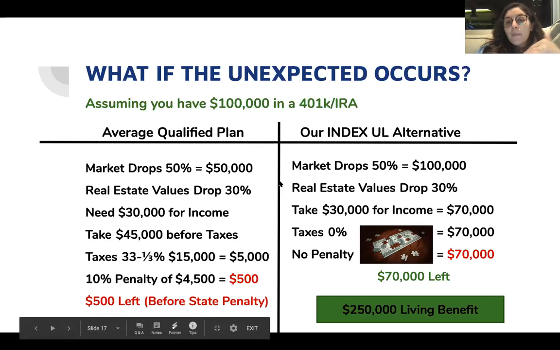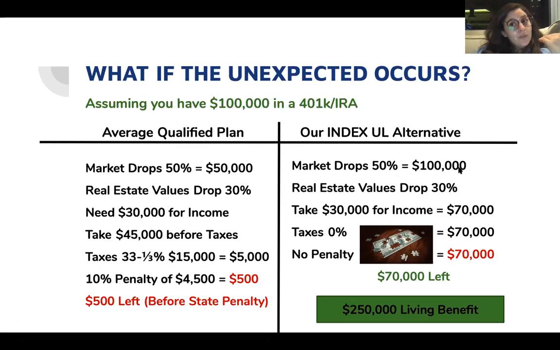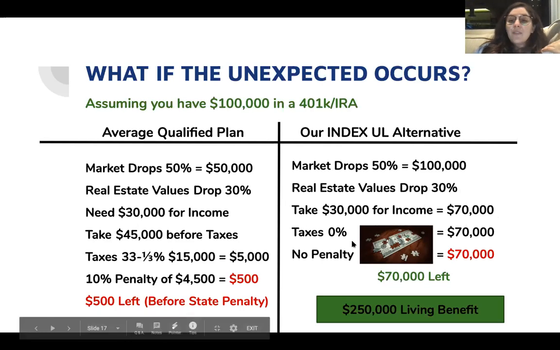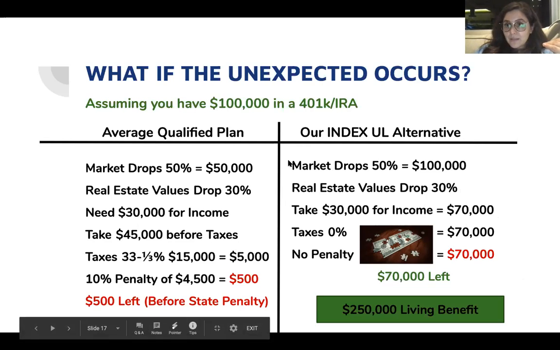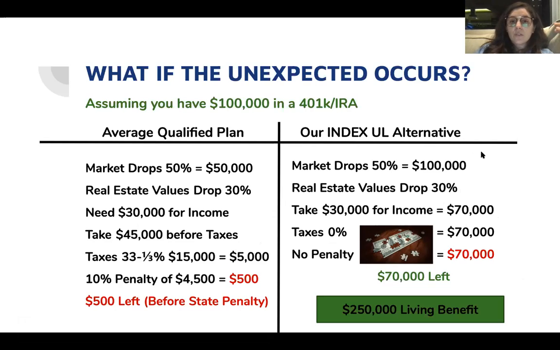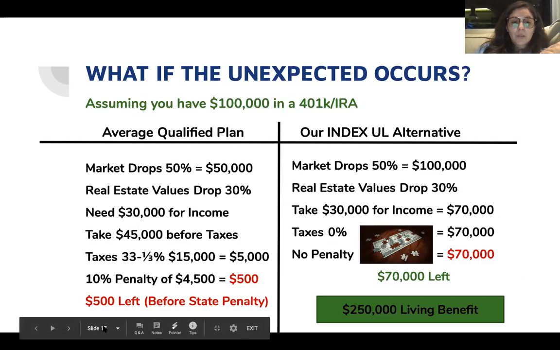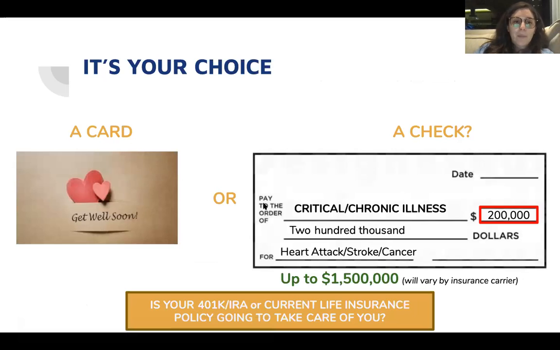Now imagine this scenario in an index alternative. The market drops 50%, and you still have $100,000 in there because you're protecting. The real estate value drops 30%, so you take $30,000 for income and keep $70,000. There are no taxes and no penalties, and you still have $70,000 left in that account. And then you still have a living benefit, right? Which is the life insurance, because you haven't canceled it. This is just assuming you have only $100,000 in accumulation. It's just a little example.